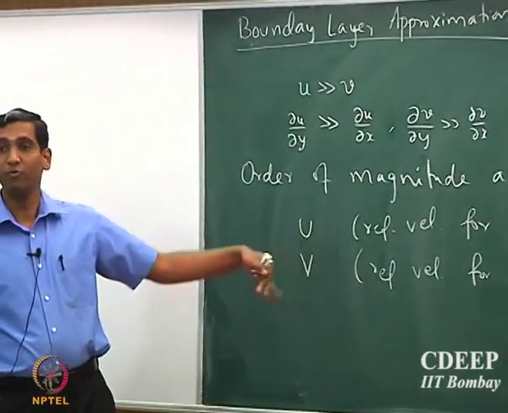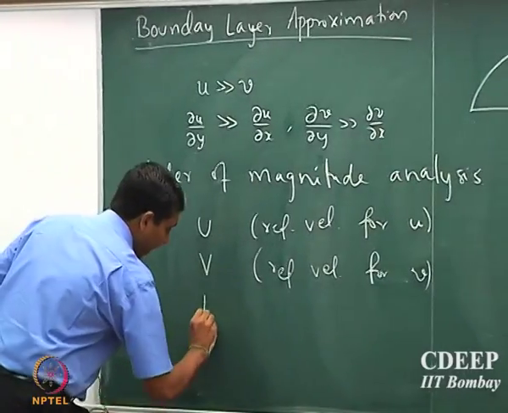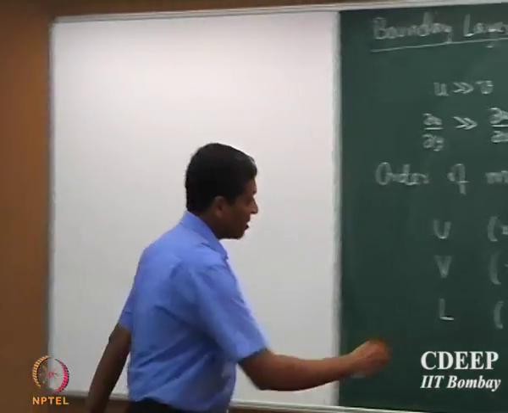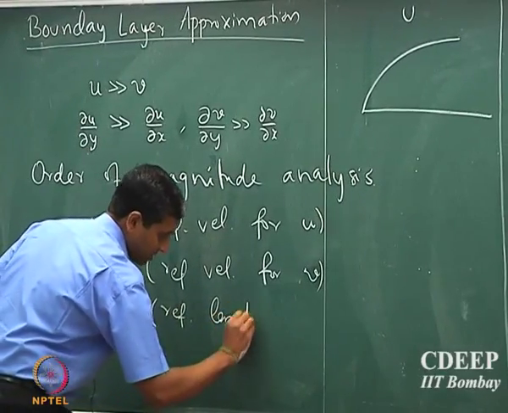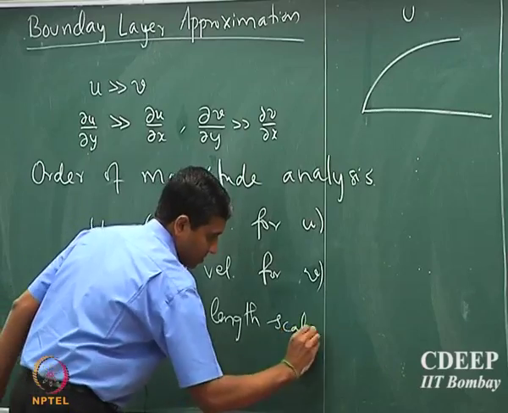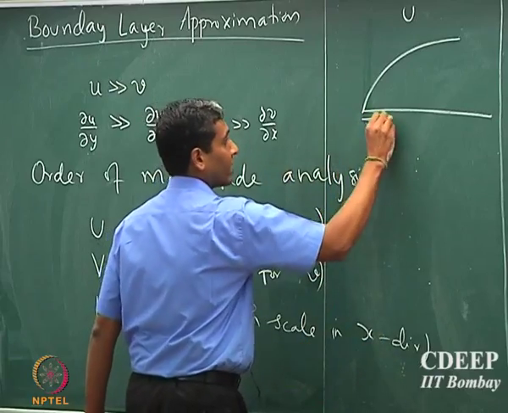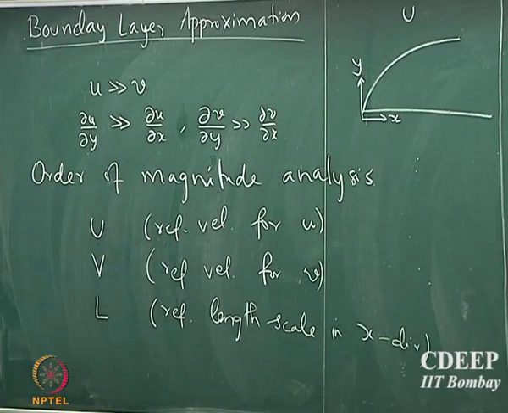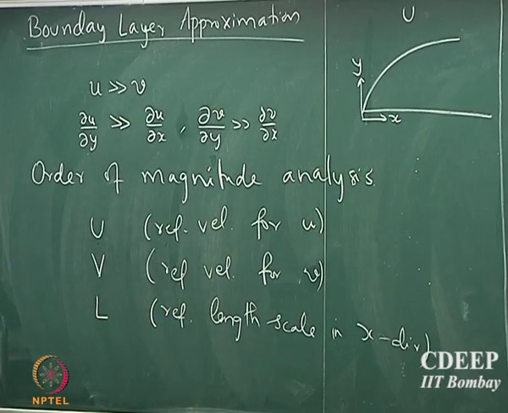We know what u is, the free stream velocity, and L, let's say it's the length of the plate, so that's the reference length scale in the x direction. I define coordinates as x and y. Remember we talked about length scale in conduction. Similarly, L is the length scale for this problem.